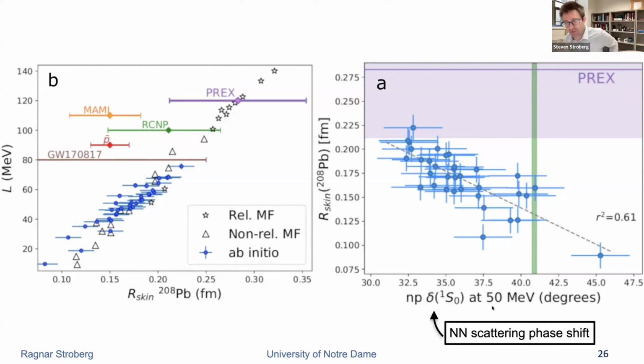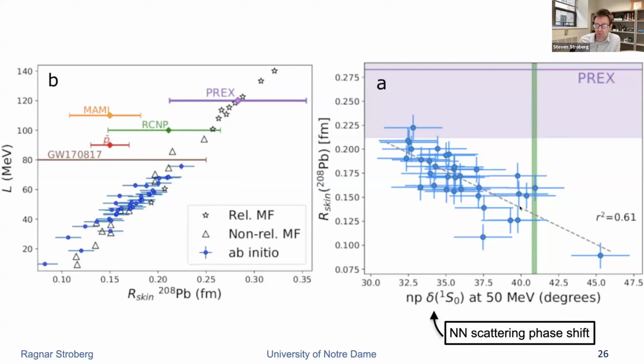50 MeV is roughly corresponding to the Fermi momentum in nuclear matter and a nucleus. So it's not maybe surprising that this dictates that same physics. But what we find is that, so what's being plotted here, this little narrow band here is the experimental value for that scattering phase shift. And the purple band is the PREX result for the skin.